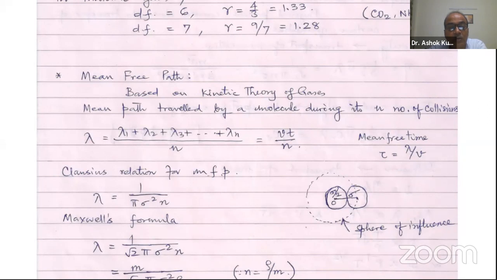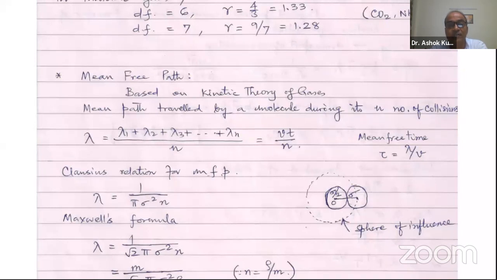Okay, so let it be denoted by lambda. So lambda 1, lambda 2, lambda 3, etc., up to lambda n. It is simply a number. Suppose it is 10. So for 10 consecutive collisions we have 9 distances. Okay, and these distances are lambda 1, lambda 2, etc.